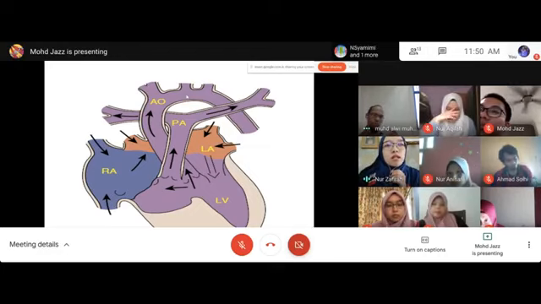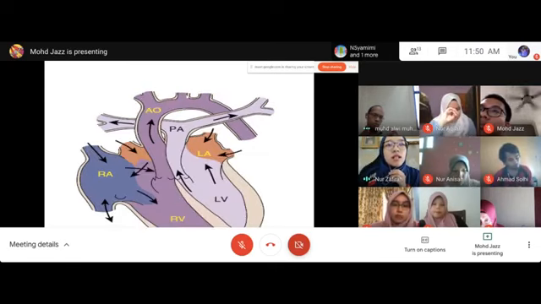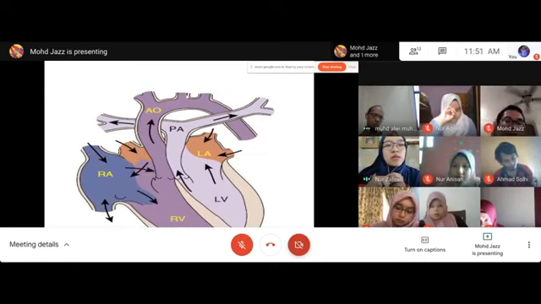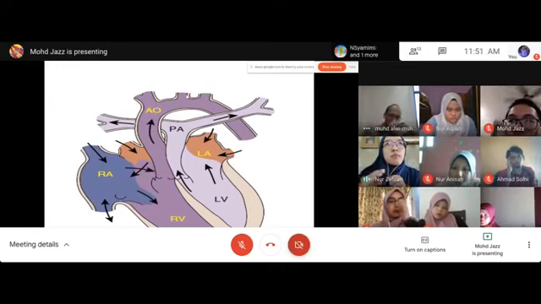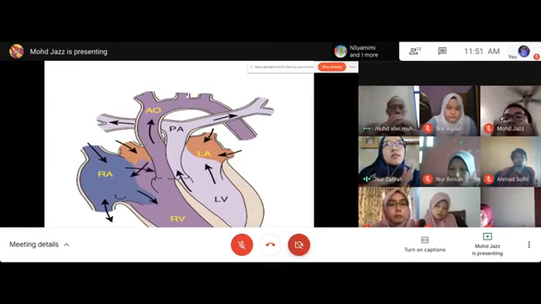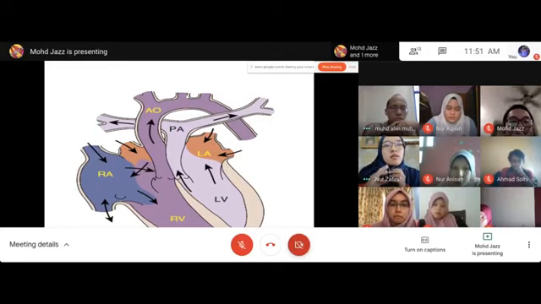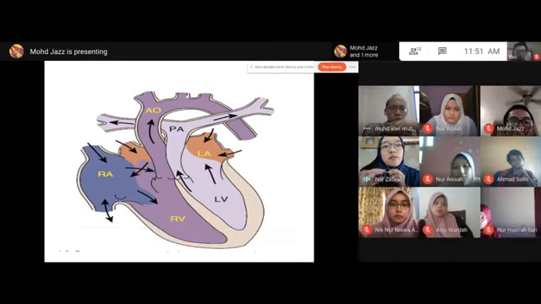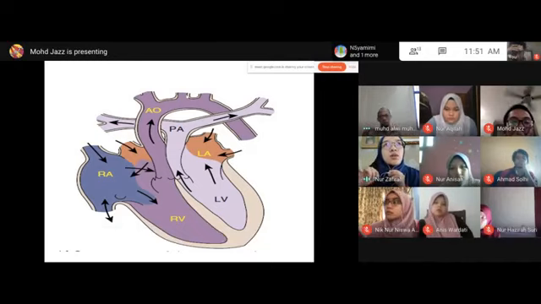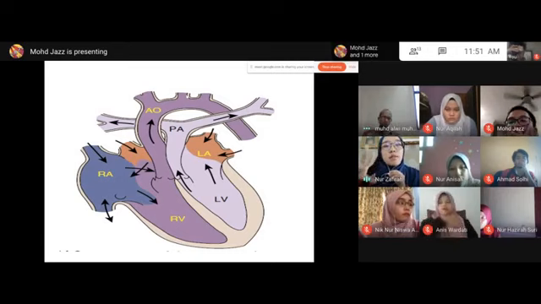So next is TGA, or transposition of great arteries. However, transposition of great arteries can be either decreased pulmonary blood flow or increased pulmonary blood flow. The TGA under decreased pulmonary blood flow is when there is evidence of pulmonary stenosis. Like I have said before, when there is pulmonary stenosis, there is less blood flow from the ventricle, from the heart, into the pulmonary artery. So I will explain first about the TGA.